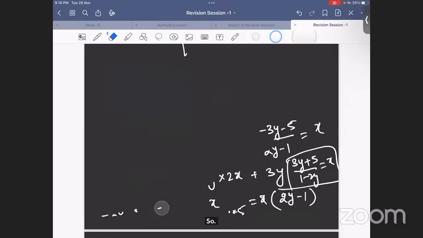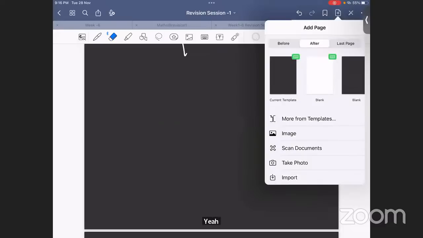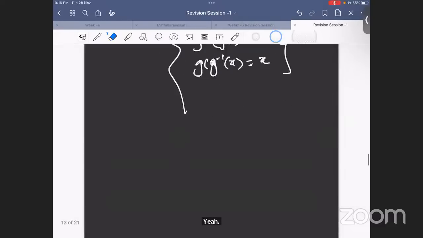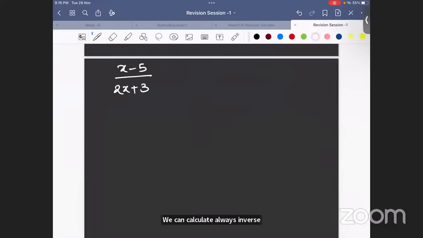If a function is strictly increasing, then it is an injective function. For an injective function, the inverse always exists. If the function is one-one, you will be able to calculate the inverse of that function.